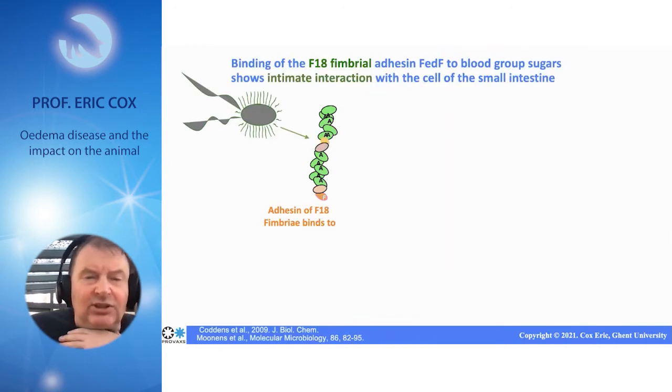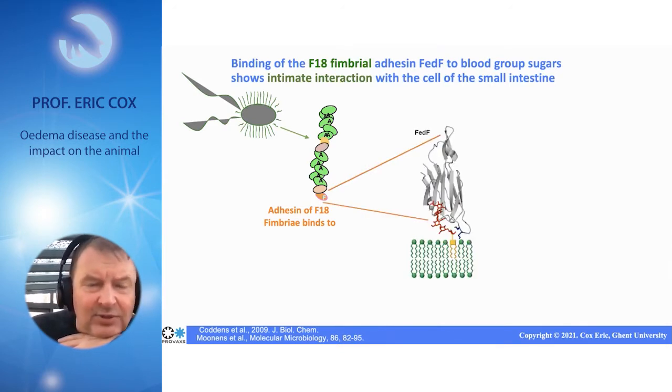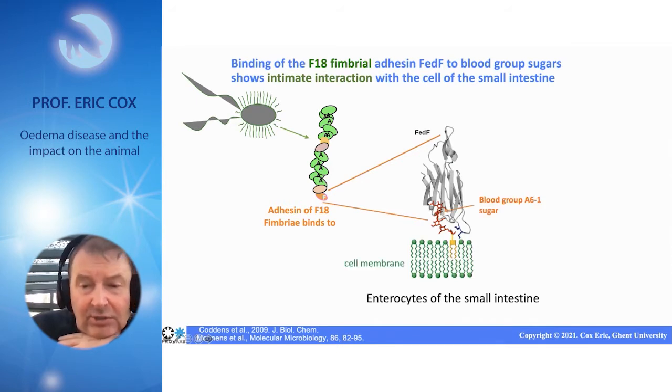So we looked in our lab in detail at the receptors that are recognized. The receptor for the FedF fimbria, the adhesin of the E. coli, is a sugar that is located on the cell membrane. And the sugar is a blood group sugar, but it's not one blood group sugar. Different blood group sugars can interact with FedF. FedF has a groove, and this blood group sugar fits in that groove, and this is sufficient to allow the bacteria to bind to the mucosa.